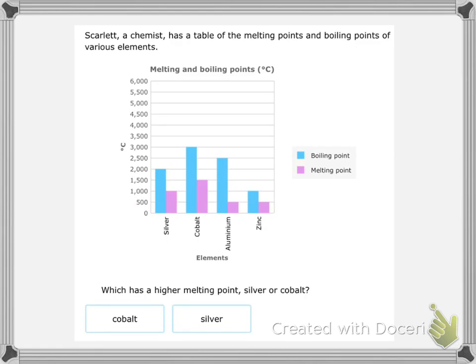All right, for our next one here, Scarlett, a chemist, has a table of the melting points and boiling points of various elements. So our elements, again, are on the x-axis, and on the y-axis, the melting and boiling point, the temperature in degrees Celsius. The blue represents the boiling point for each of the elements, and the pink represents the melting point for each of the elements. So which has a higher melting point, silver or cobalt? We're looking here at the pink bar for silver and the pink bar for cobalt. The one that has the higher melting point of 1500 is cobalt.